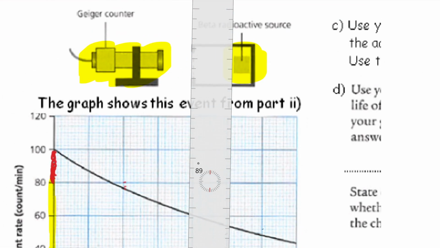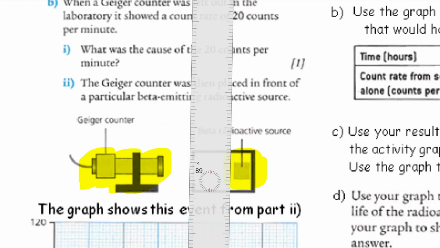That's 82. That's 84. That's 86. It's between 86 and 88, I would say there. So we'll call that 87. We then have to take 20 away. 87, take away 20, gives us 67. So we put 67 down in the table.